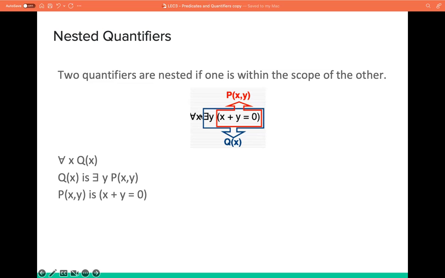Within the scope of this universal quantifier is an existential quantifier that states that there exists y such that x plus y is equal to 0. You can think of it like this: for all x, Q of x, and in the Q of x is another quantifier that states there exists y, P of xy, and the P of xy is a predicate x plus y is equal to 0.